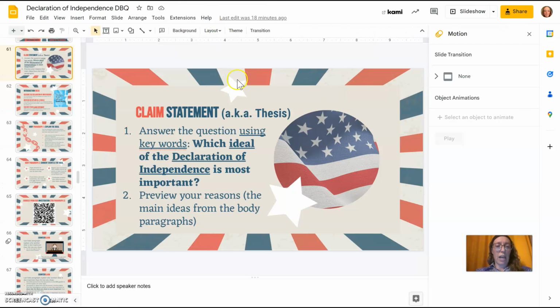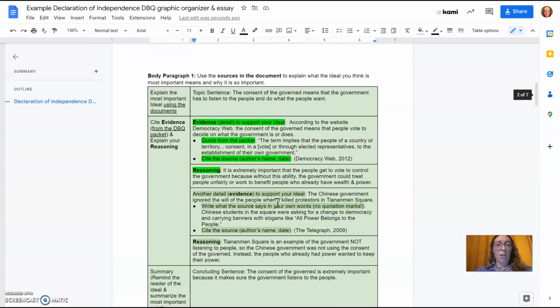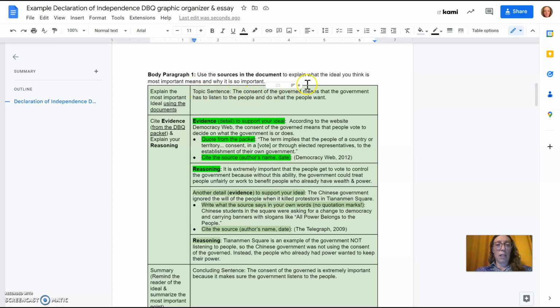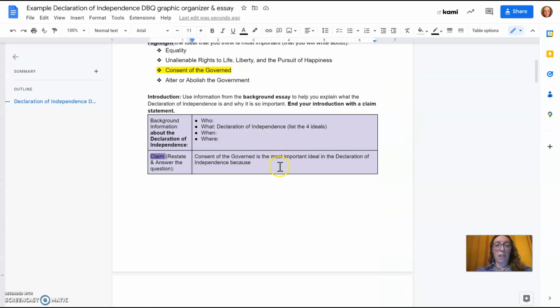Now what do I need next? I need to preview my reasons, the main ideas from the body paragraphs. So how do I do that? I go here and I say the topic sentence. The consent of the governed means the government has to listen to the people and do what the people want. So let's say government has to listen to the people is probably going to be my point there. This is from body paragraph 1, so that's going to be my first of my reasons here. So it means the government must listen to the people.